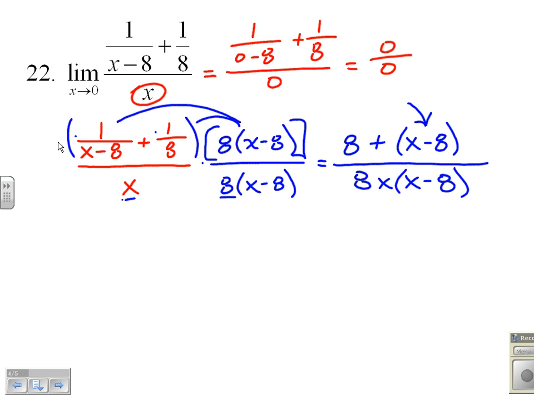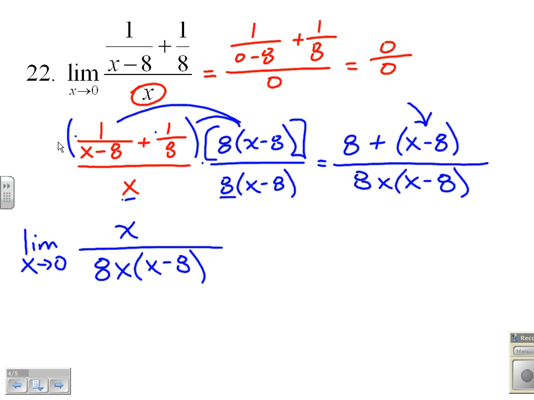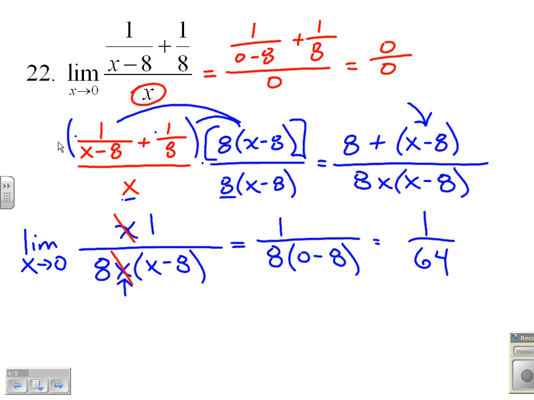But I can take the numerator, do a little simplifying. 8 plus x minus 8 just gives me the x that I'm really looking for. On 8x times x minus 8, I am trying to find a limit as x approaches 0. This, being the troublemaker, is now canceled. And now let's try direct substitution. Direct substituting in 0, I get 1 on 8 times 0 minus 8, or 1 on negative 64, so negative 1/64.